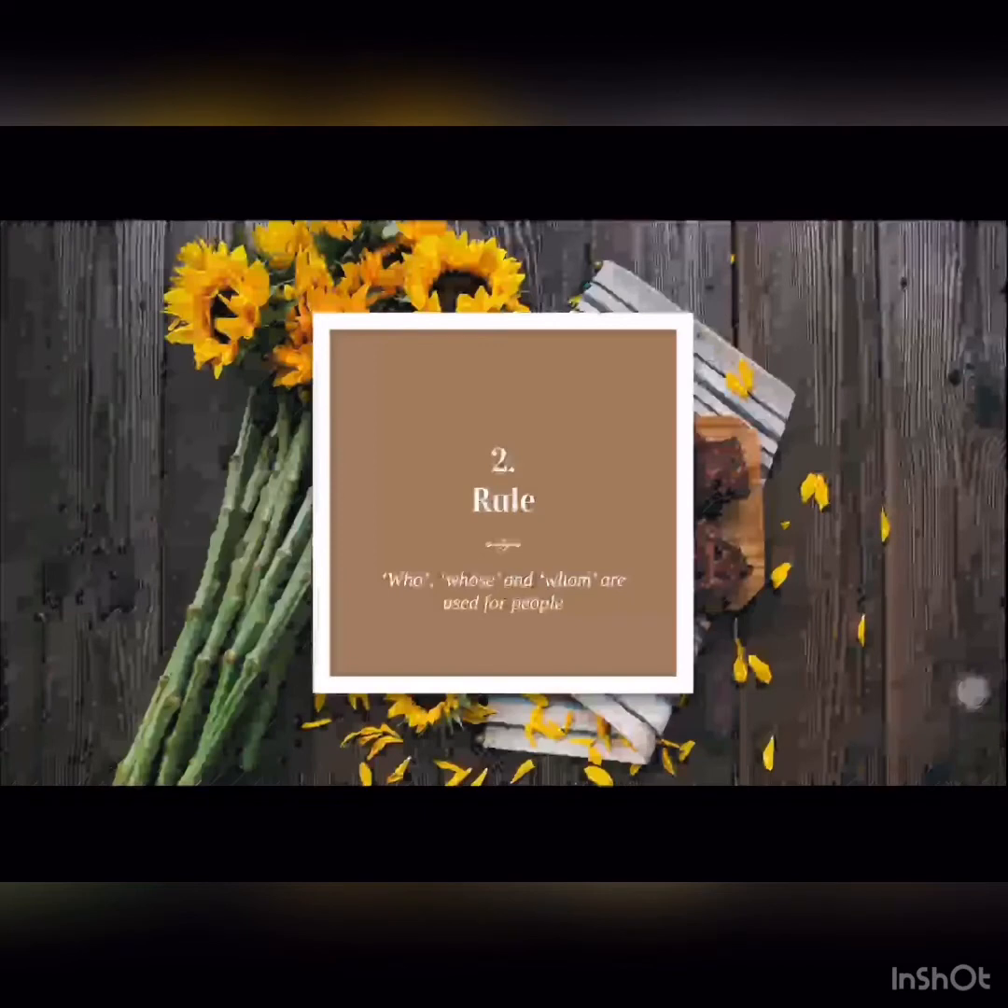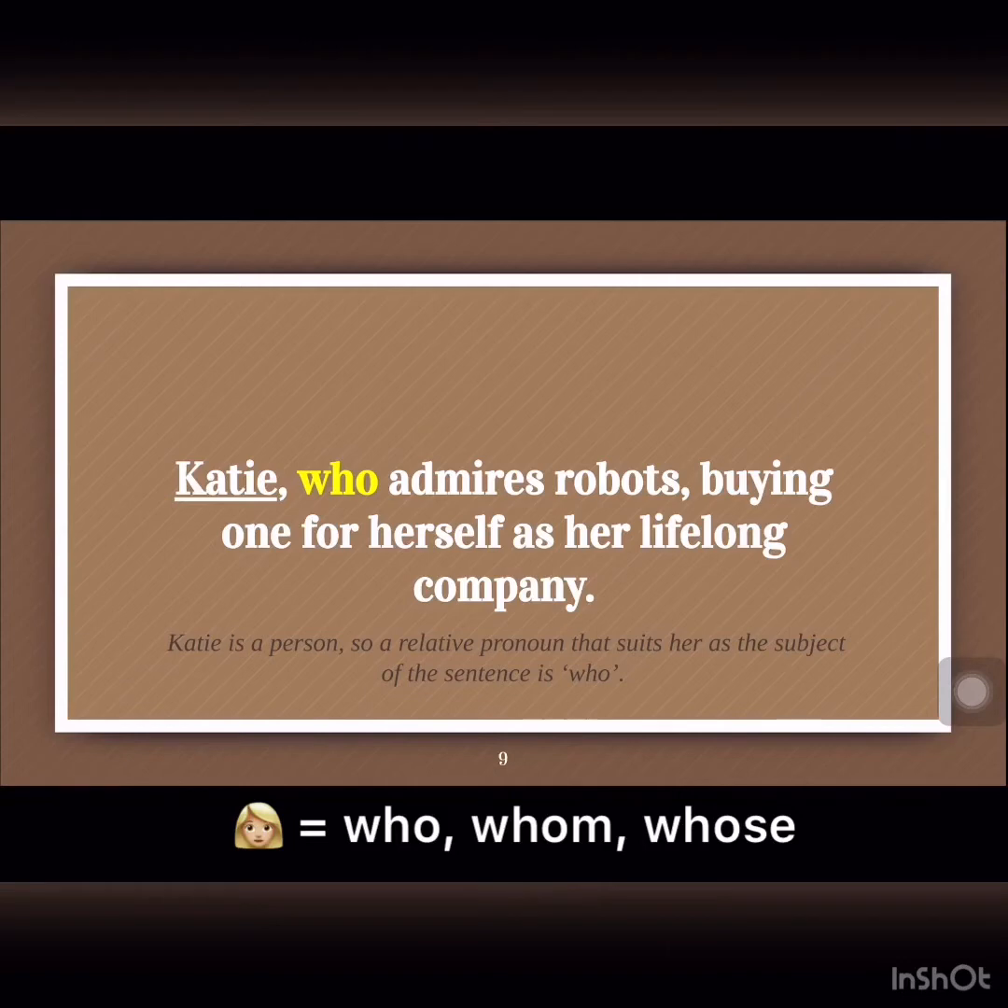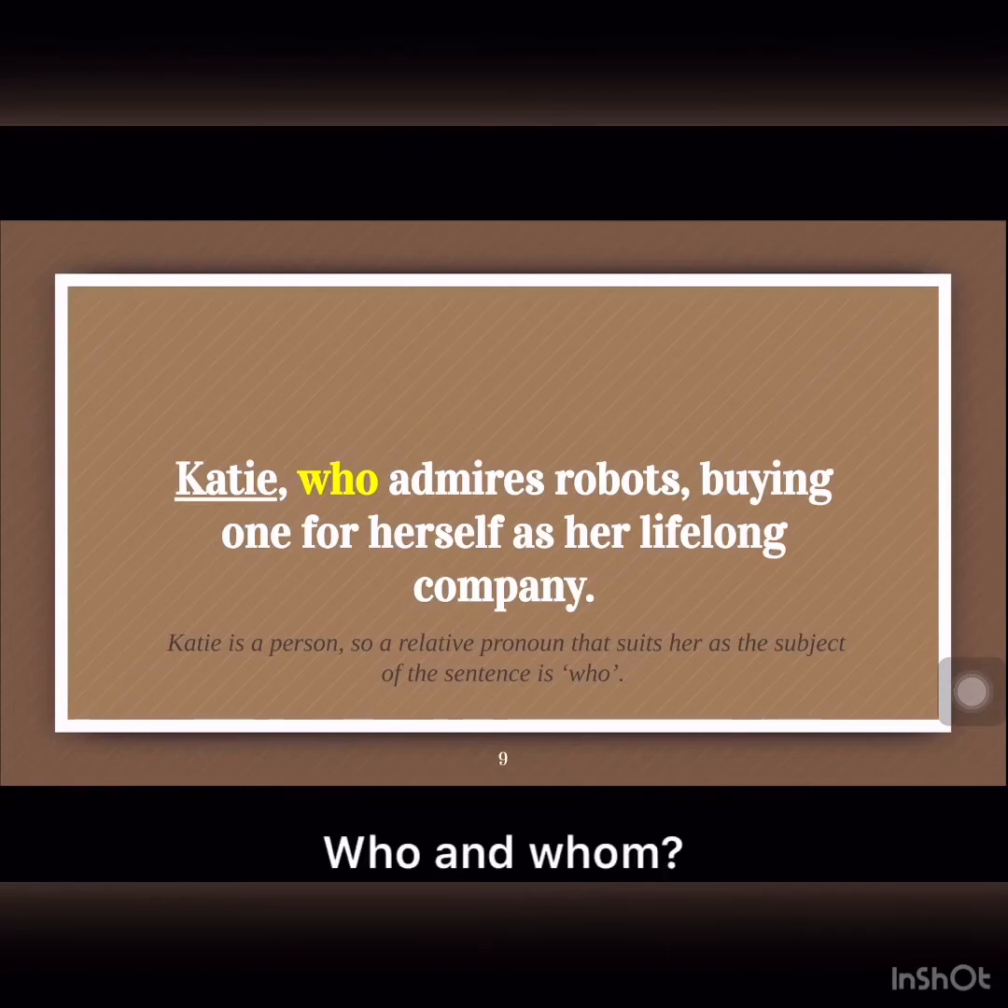Rule number two. Who, whose, and whom are used for people. You do not use these for things or items. Katie is a person, so the relative pronoun that you need to use is either who, whom, or whose. So what's the difference between who and whom? Who is for subject and whom is for object. So Katie here is the main subject. So the choice of pronoun that you need to use is who, not whom.